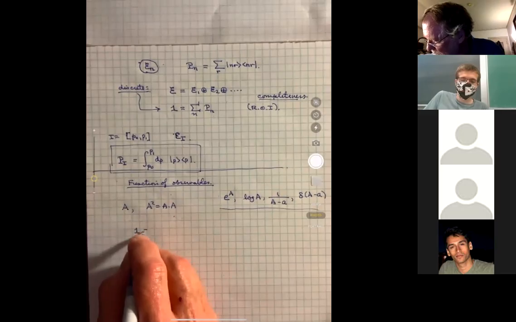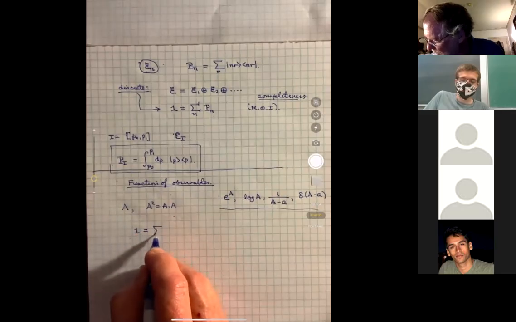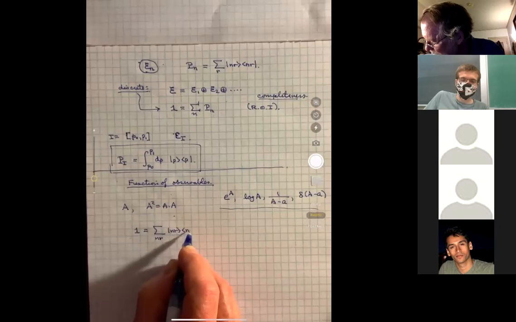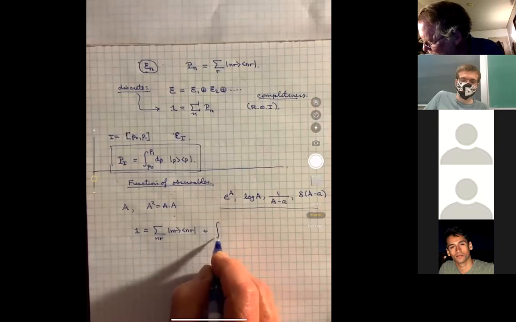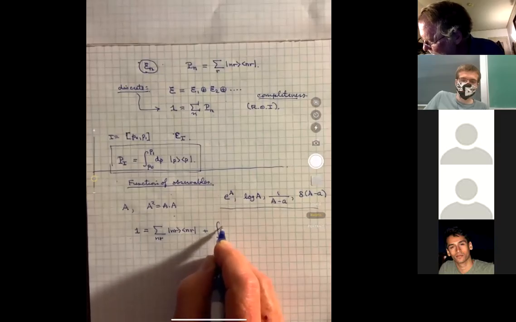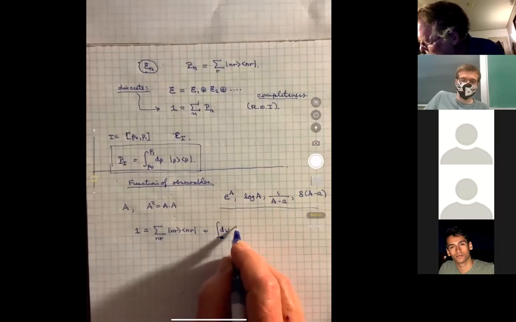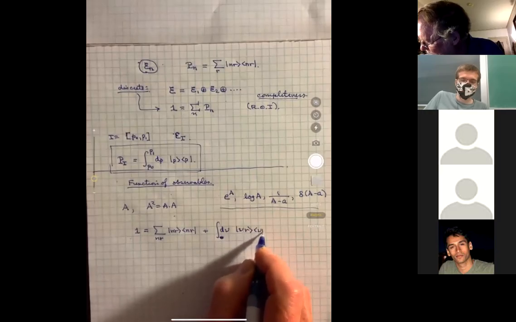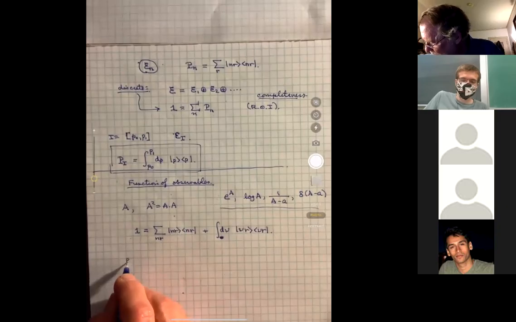I'll use this notation I developed earlier for the resolution of the identity in the case of an operator A that has both a discrete and a continuous spectrum. I'll remind you: it's the integral over dν of |ν r⟩ outer product ⟨ν r|. And we will define the function of the operator A to be the following.